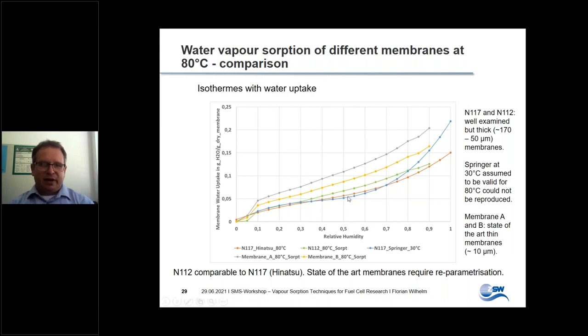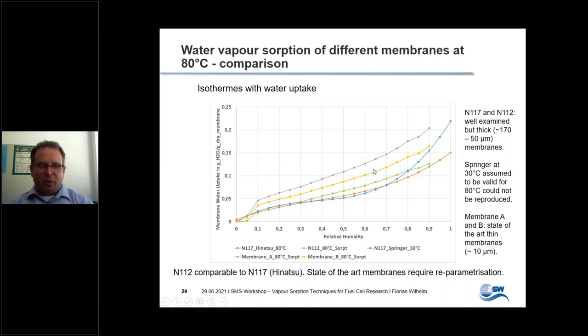And as you can see, there are quite some distinct differences. For the Nafion 112, our measurements fit, or let's say the curves from literature for the N117 fit the measurement for the N112, at least for the trends and the low RH values, quite nicely. For the high RH values, you see some deviation, especially for the Springer case.